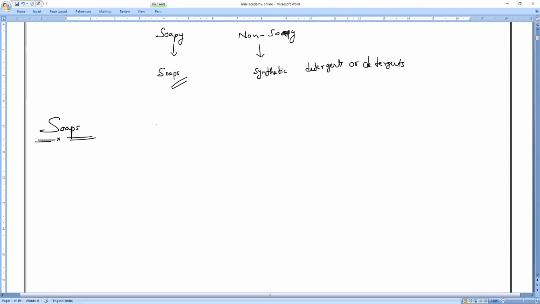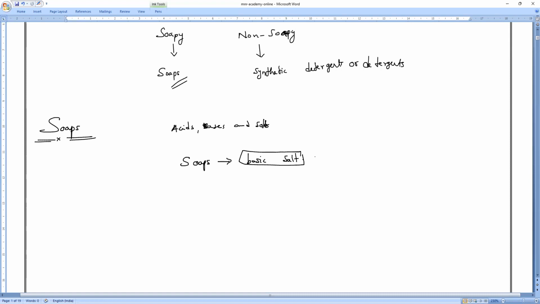If you go to chapter 2, acids, bases and salts, you might remember. We discussed soaps. So can you tell me what soap is, everybody? Is it an acid or a base or what? Anybody? Base. Soap is what, everybody? It is a basic salt.